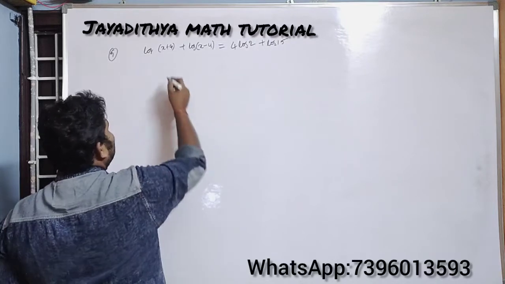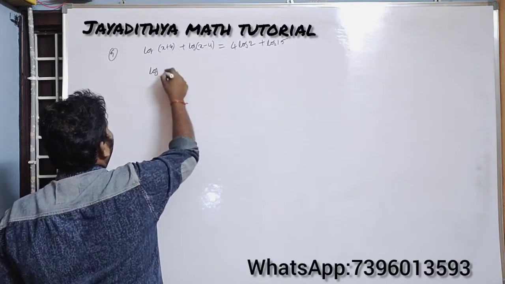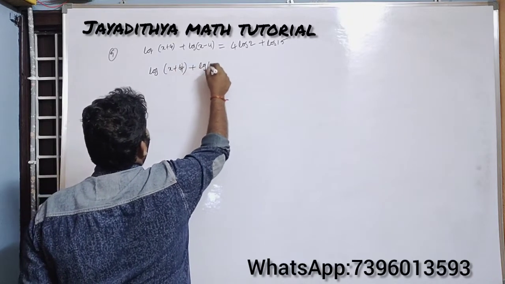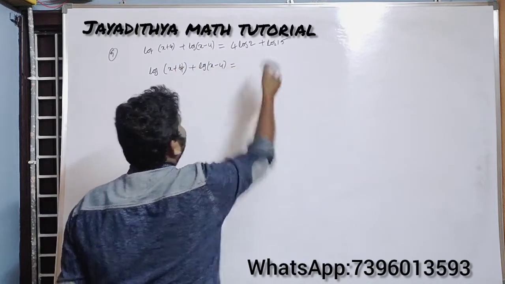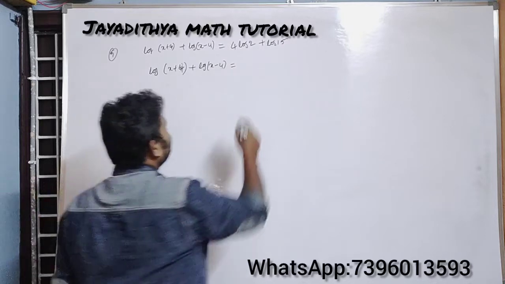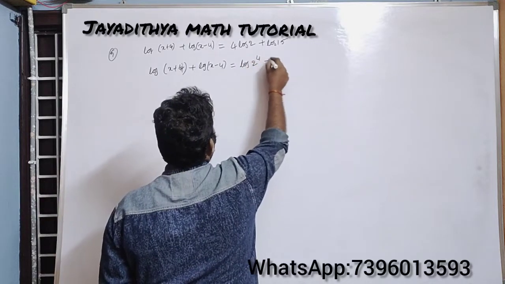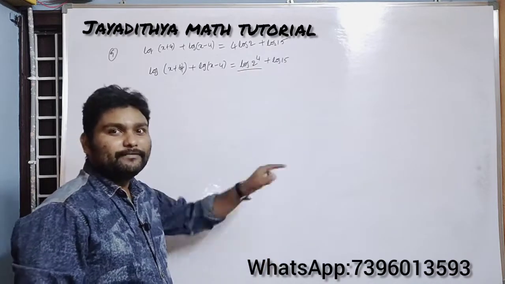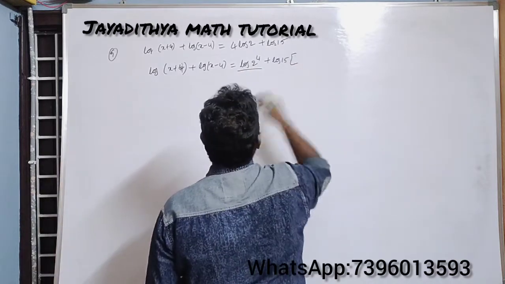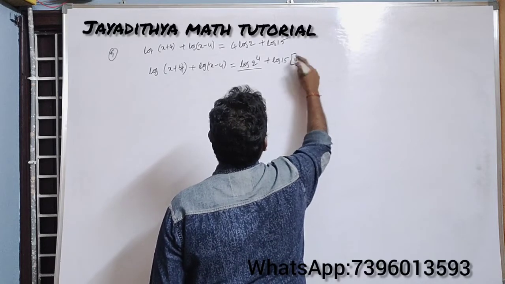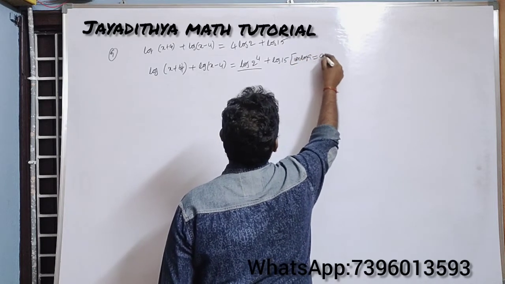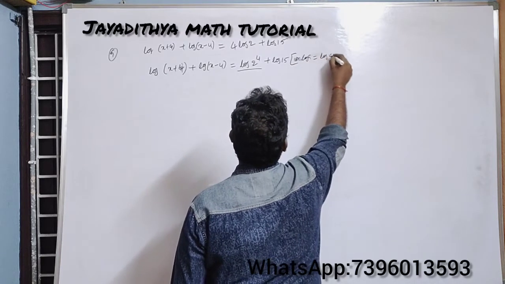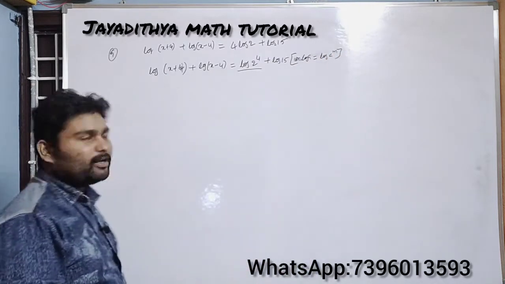First of all, you need to understand some things here. Let us write the first step as it is in the LHS: log(x plus 4) plus log(x minus 4) is equal to, this is in the form of m log n, so you can write it as log 2 power 4 plus log 15. You have manipulated one step here, so you should definitely write the reason why you have manipulated that. That is in the form of m log a, which is equal to log a power m.